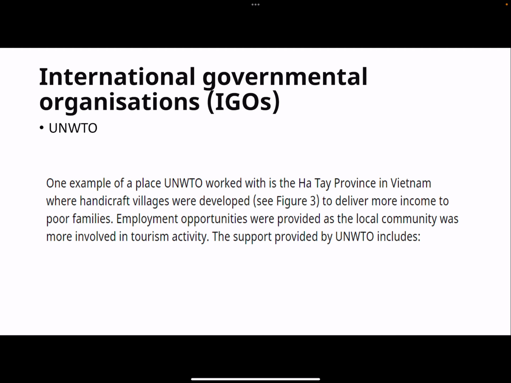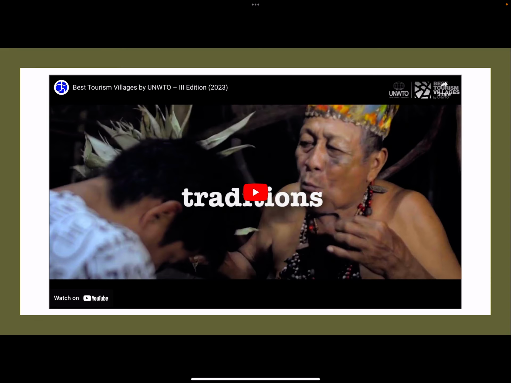So the biggest one that you must know is UNWTO, the United Nations World Tourism Organization. The case example you have in your SLS as well as in the textbook is one of the Vietnamese village where the handicrafts were developed to deliver more income to the poor families. So you develop what they can do. You create employment opportunities in terms of tourism interest in the area in what they create, their handicraft, and then this creates continued new income.